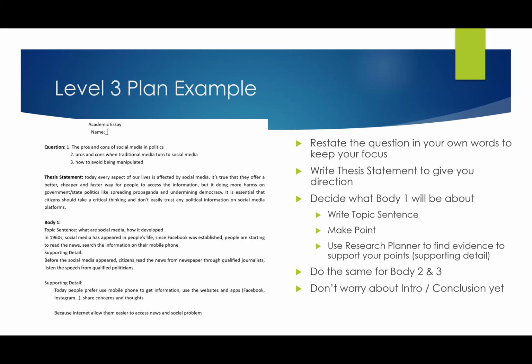Decide what body 1 will be about. Write the topic sentence and make your point, and then use your research planner to find evidence to support your points. Okay, so we've got the topic sentence, just an idea of what it's about, and here we've got supporting detail, supporting detail. Then you need to do the same for body 2 and body 3. It's a slow process, but it will mean that when you write your essay, that process is going to be really quick and really easy for you. Don't worry about the introduction and conclusion yet.